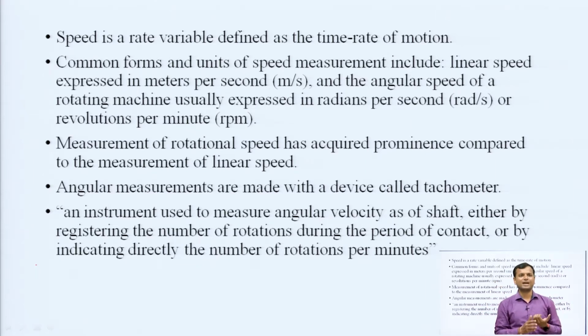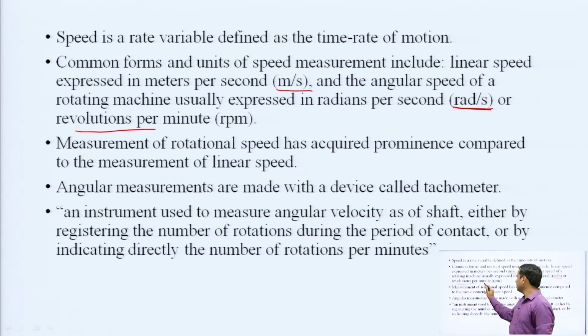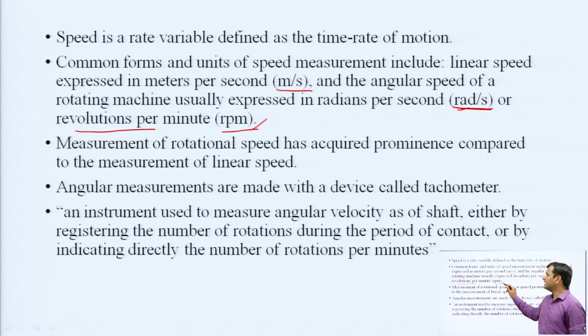The angular speed of a rotating machine is usually expressed in radians per second. To measure linear speed the unit will be meters per second, and for angular speed it will be radians per second, or revolutions per minute, that is rpm. So when we measure rotational displacement, we can use radians per second or revolutions per minute.